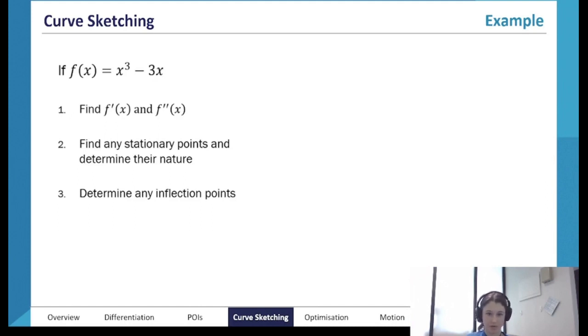Our first derivative is going to be equal to 3x squared, take 3. Our second derivative is going to be equal to 6x. Remember, we're finding the derivative of the first derivative. And now we need to determine any stationary points and their nature. So remember, a stationary point occurs when the first derivative is equal to 0.